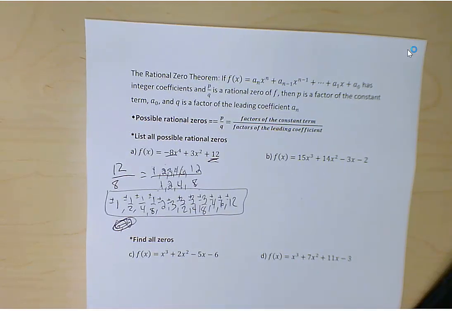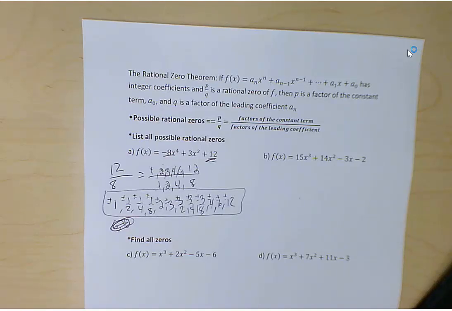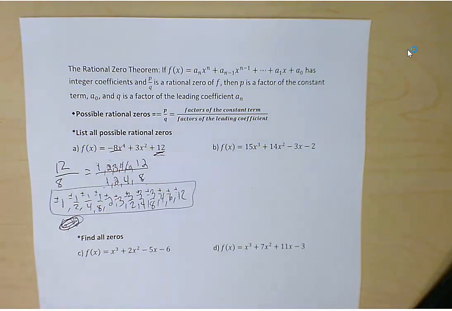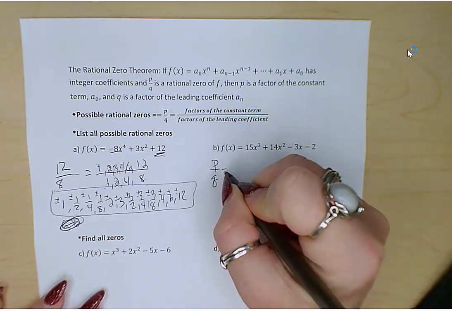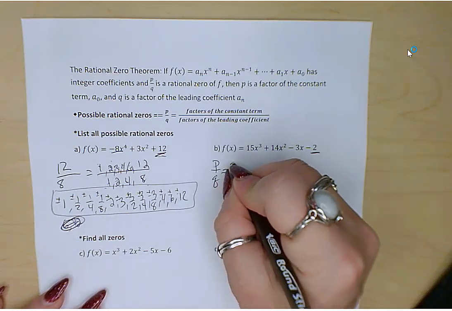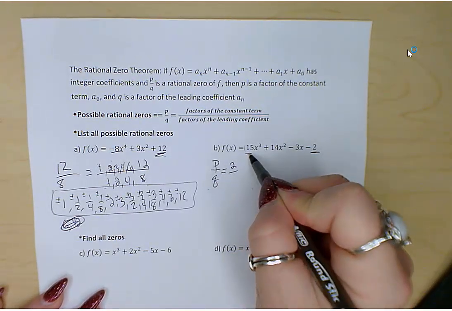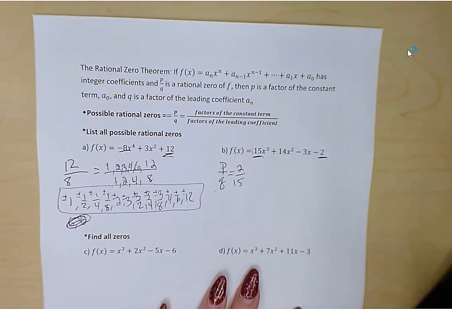In the next few examples, we're going to work on finding that list and actually solving using that list. So let's do this one more time here with example B. Example B, again, you want to think P over Q process, where P is your last number, your constant, which is a 2. Q is your first number, your leading coefficient, so it's a 15. So I always just think last over first.